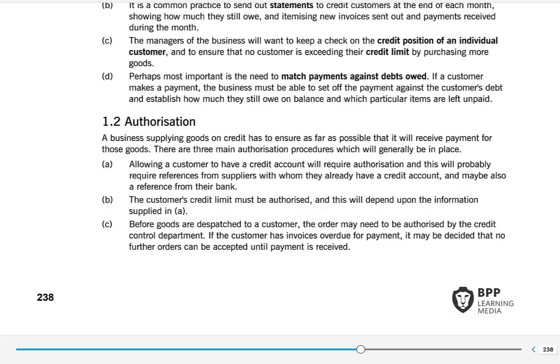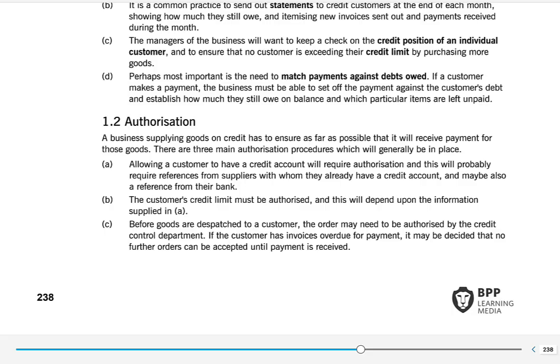The book gives a very important point. If the customer has invoices overdue, the business may decide that no further orders can be accepted until payment is received. What this means in practice, this is called putting the account on stop. It is the business saying, we will not supply more goods on credit until you pay what is already overdue. If you keep supplying a late payer, you increase the risk that you will never collect.